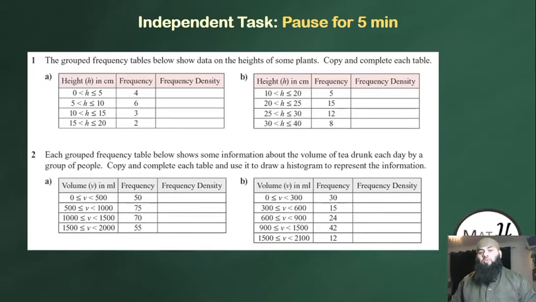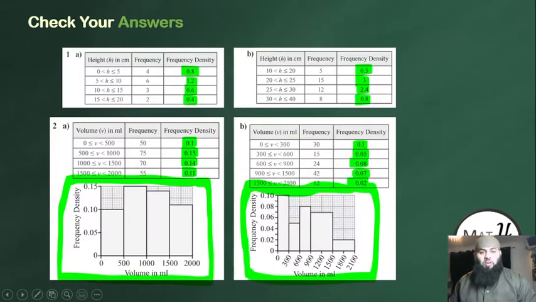Assuming you have paused the video for 5 minutes and had an attempt at the questions, I'll be going through the answers. So the answers for question 1A and 1B are the following, highlighted in green. So these are the frequency densities, as you can see. For question number 2A and B, I've done the frequency densities. The answers are here, and also the graphs, the histograms, are displayed.